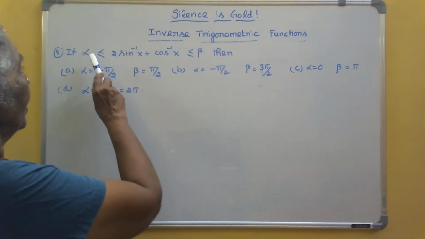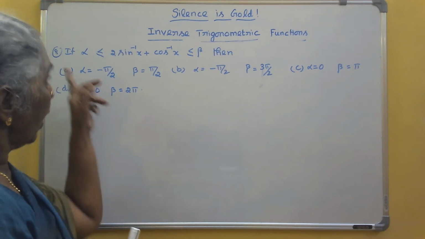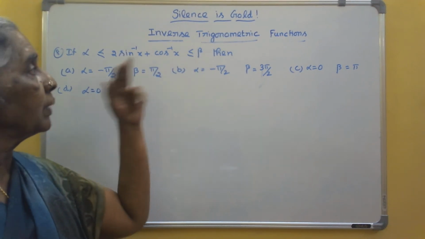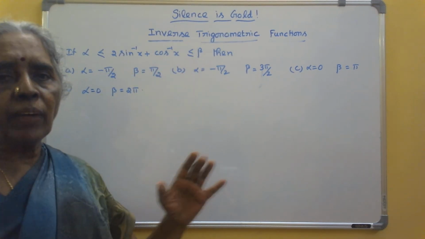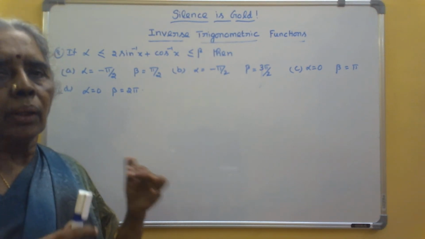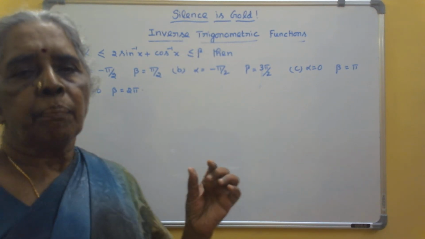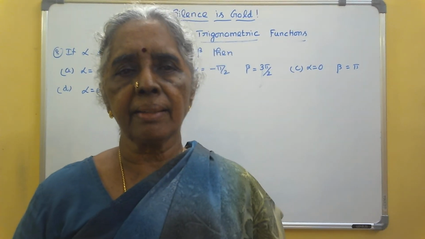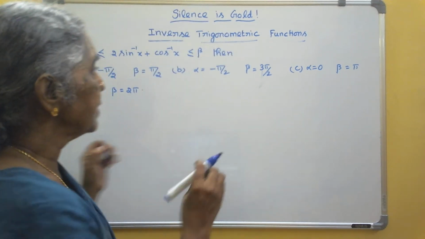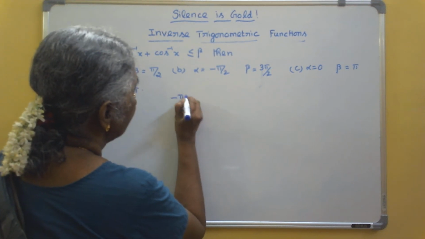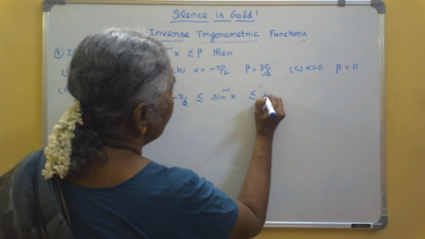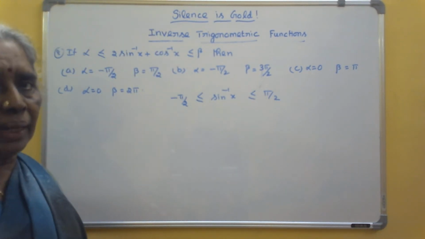See this sum. If alpha is lesser than or equal to 2 sin inverse x plus cos inverse x, that is lesser than or equal to beta, then they have given 4 different options for the values of alpha and beta. How to start this sum? We know the principal value range for sin inverse x is minus pi by 2 to pi by 2, correct? So let me start with that. I will write minus pi by 2 lesser than or equal to sin inverse x lesser than or equal to pi by 2.